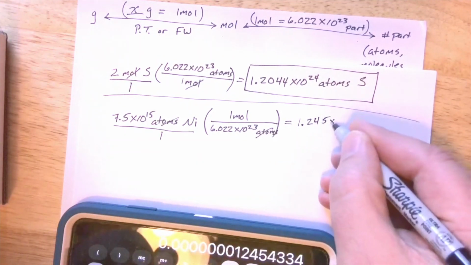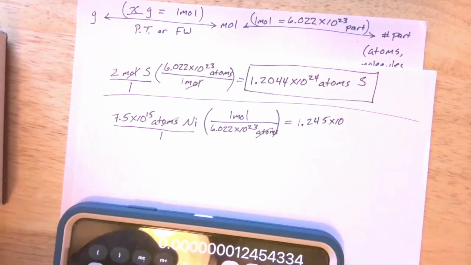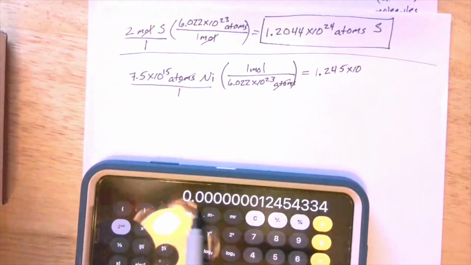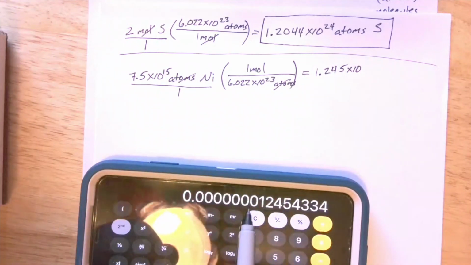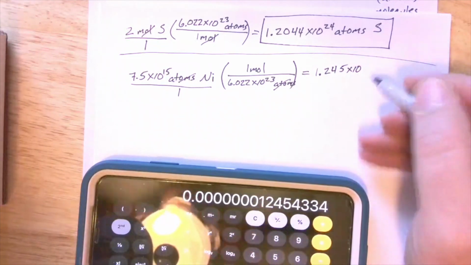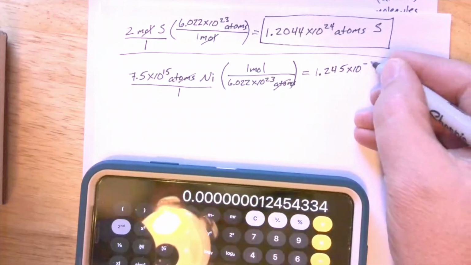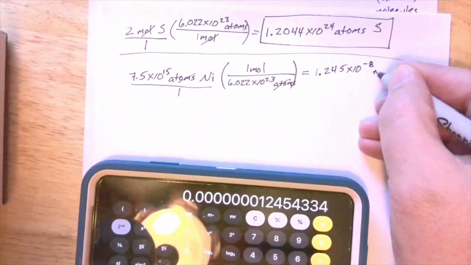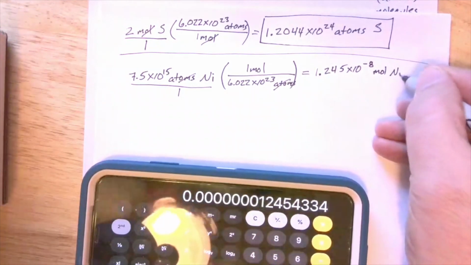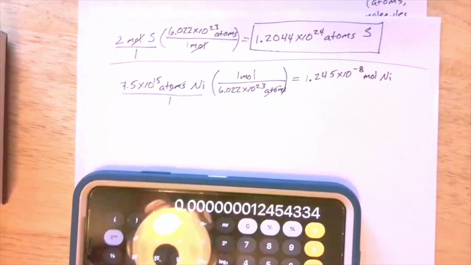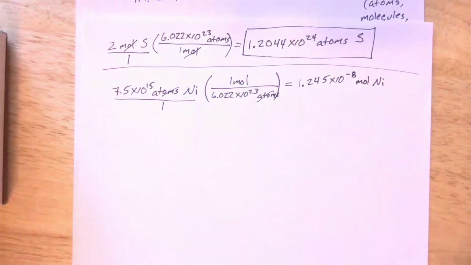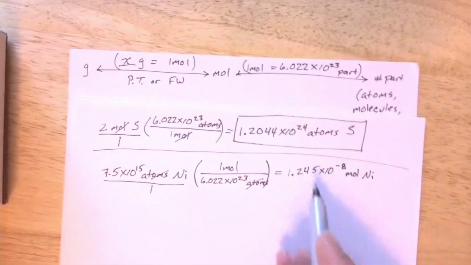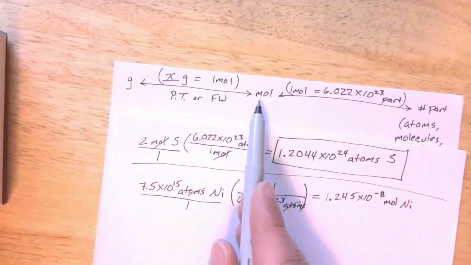1.245 times 10 to the, let's count over here, 1, 2, 3, 4, 5, 6, 7, 8. And I'll get to the negative 8 moles of nickel. So not that much. So the next step, so we have how many moles we have. So we're right here on the flow chart.